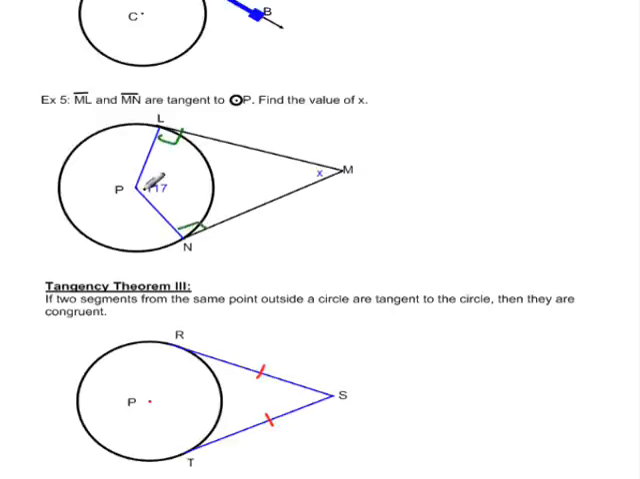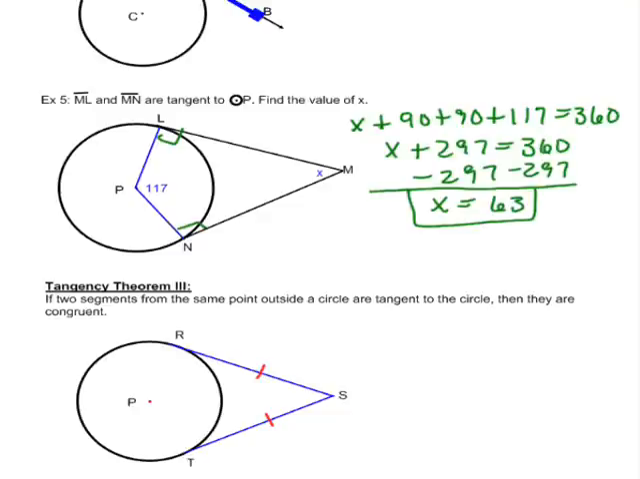And what do you know about a four-sided figure? Yes, it's equal to 360. So I've got x plus 90 plus 90 plus 117 equals 360. I'm going to pause and let you finish this problem. Okay, so did you get 63 as your answer? Good.